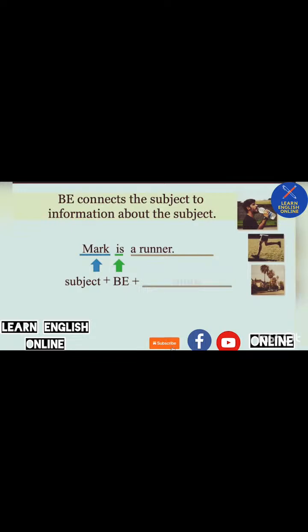Here, the more information is a noun, runner, but we can change the sentence. Mark is thirsty. Now, the information is an adjective. Mark is at a park. Now, that information is at a place. Mark is from California. Also, a place from a place. Be connects the subject to information about the subject when there isn't really an action happening.